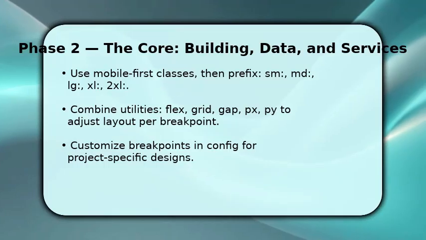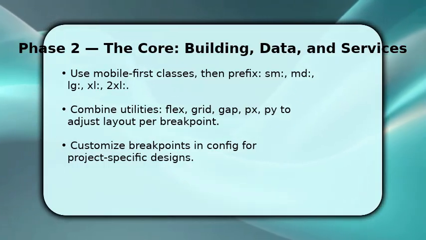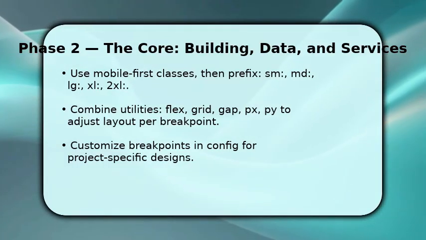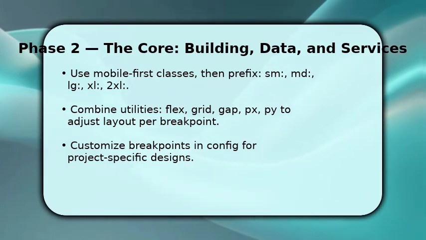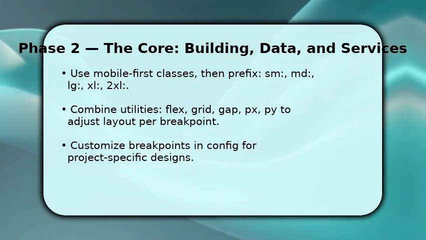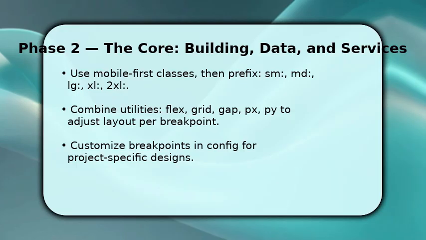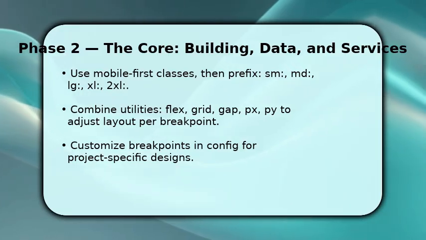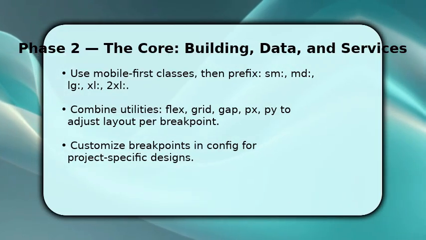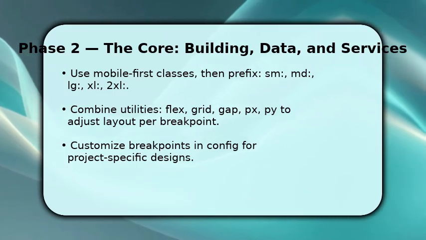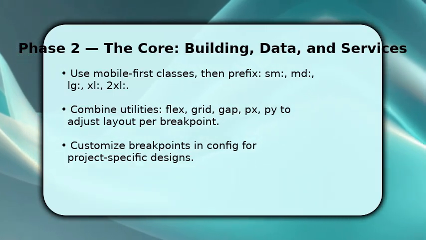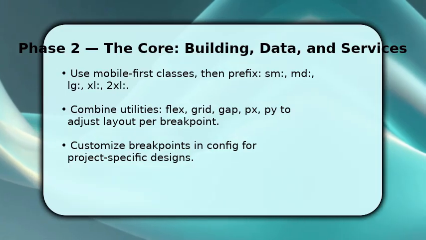You now implement responsive rules using Tailwind's mobile-first approach. Apply base classes for small screens, then layer sm, md, lg, and higher prefixes. Once you compose utilities like flex, grid, gap, px, and py across breakpoints, your layout adapts predictably. Make sure to test by resizing the viewport and toggling device tools.